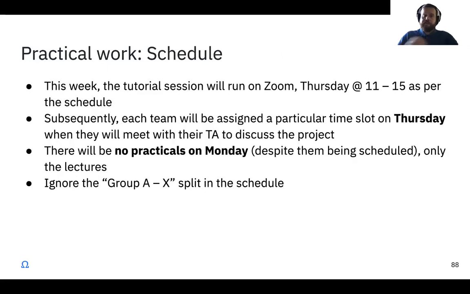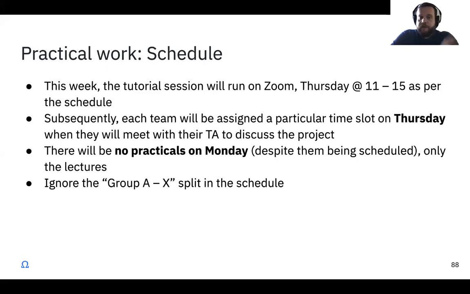And regarding the schedule of the practical work, because this is a bit confusingly scheduled on Datanos and on the official channels. So this week the tutorial will run on Zoom on Thursday 11 to 15 as per the schedule, and subsequently each team will be assigned a particular TA and a particular time slot on Thursday, within the time indicated in the schedule, when you will meet with your TA to discuss the project. And you're not going to be joining other sessions. It's just your one session to coordinate with the TA.